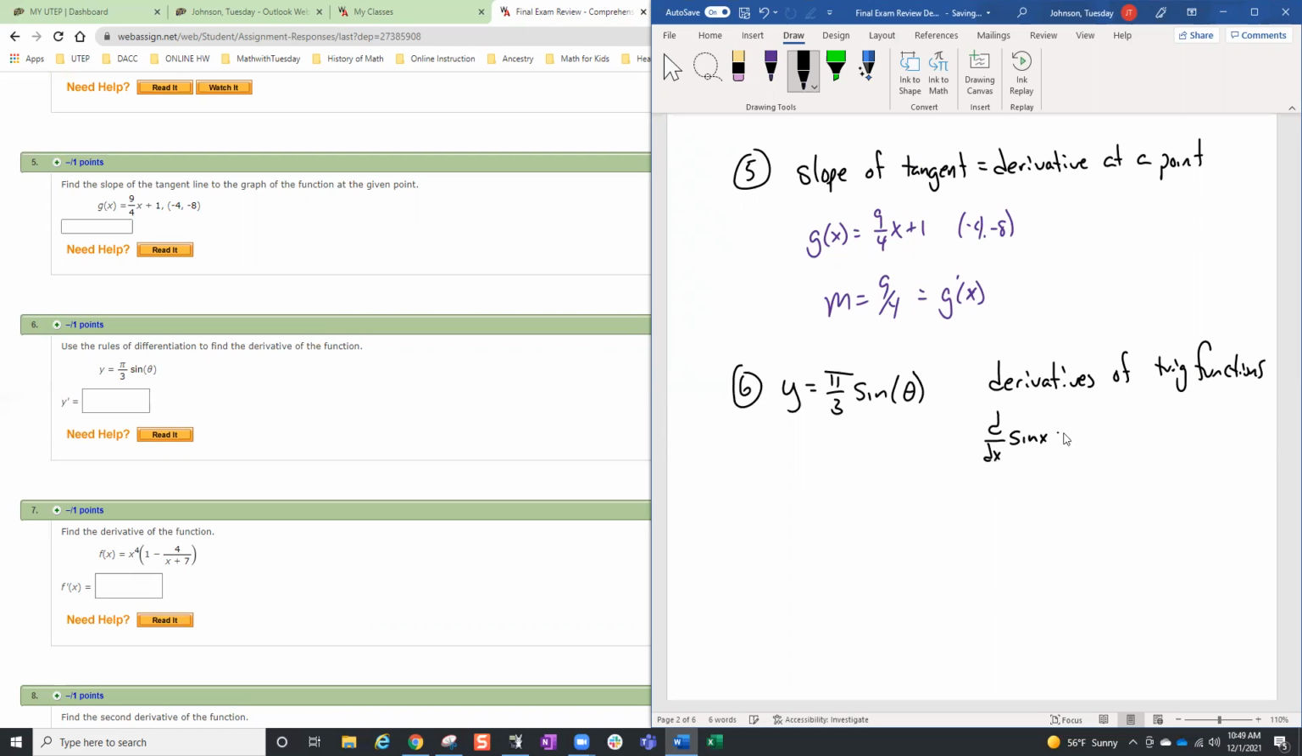The derivative of sine is cosine. The derivative of tangent is secant squared. And the derivative of secant is secant x, tangent of x. Everything's pretty much the same for the cofunctions, but the cosine has derivative negative sine.